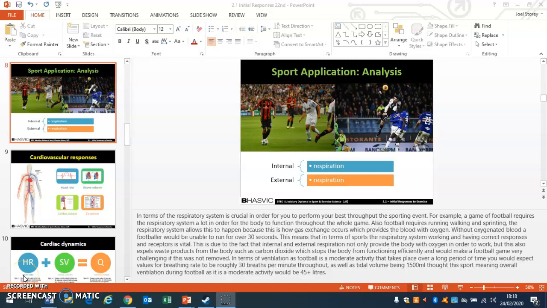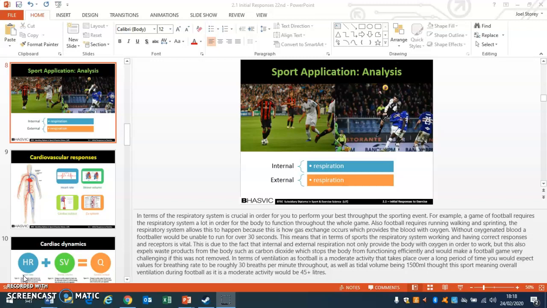Sport application analysis. In terms of the respiratory system, it's crucial in order for you to perform your best throughout a sporting event. For example, a game of football requires the respiratory system a lot in order for the body to function throughout the whole game. Also, football requires running, walking and sprinting.